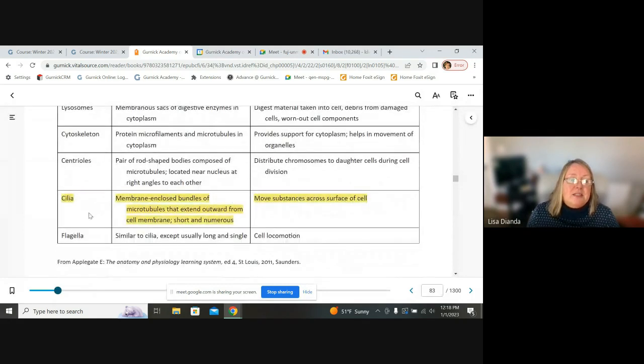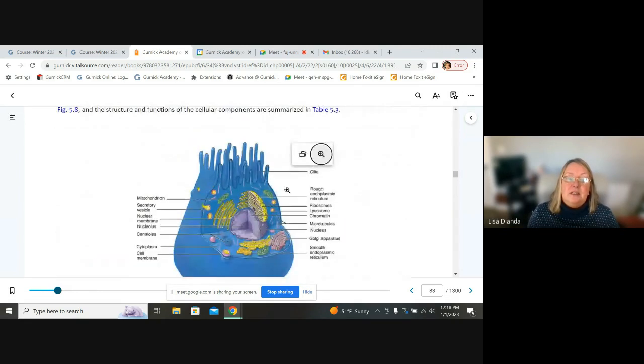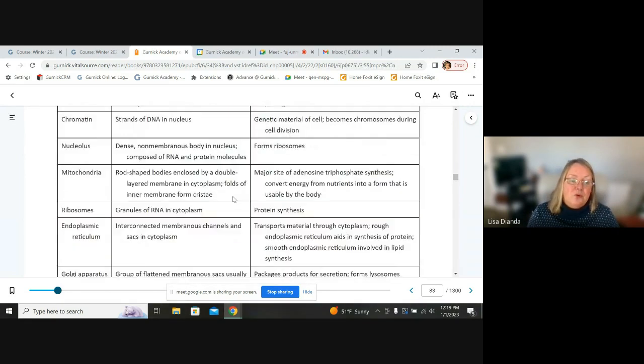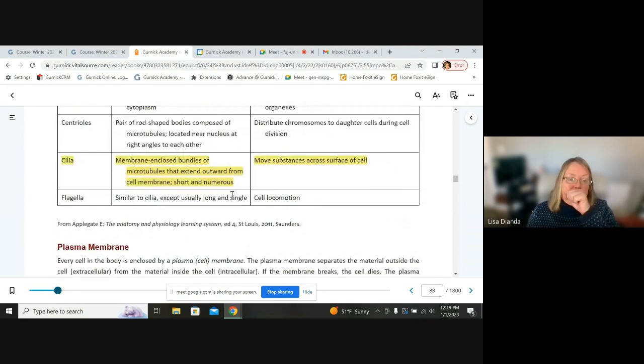Okay, cilia. Notice I've highlighted it. It's the membrane that encloses bundles of microtubules that extend outward. They're short and they're numerous. They move substances across the surface of a cell, the cilia. And here's the cilia right across the top. They're what move things across the top of a cell, through and across the cell. Cilia.